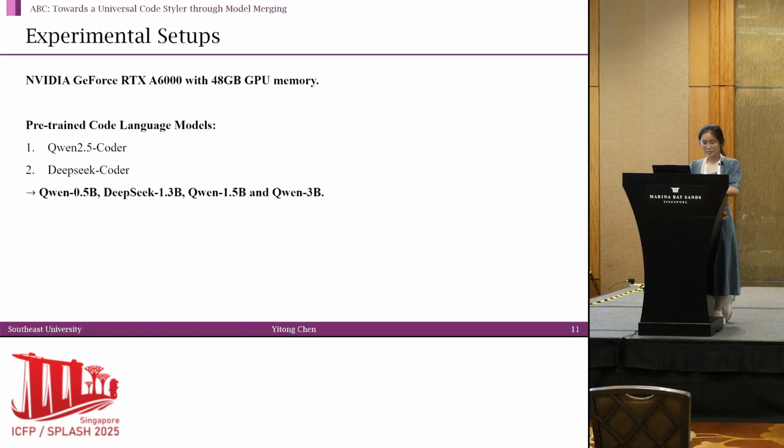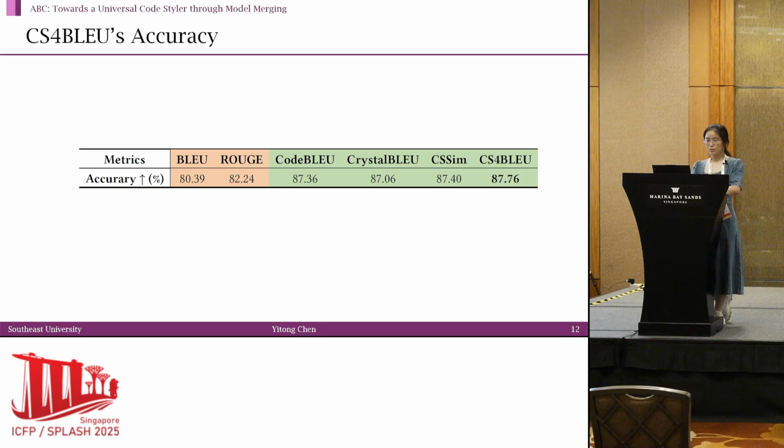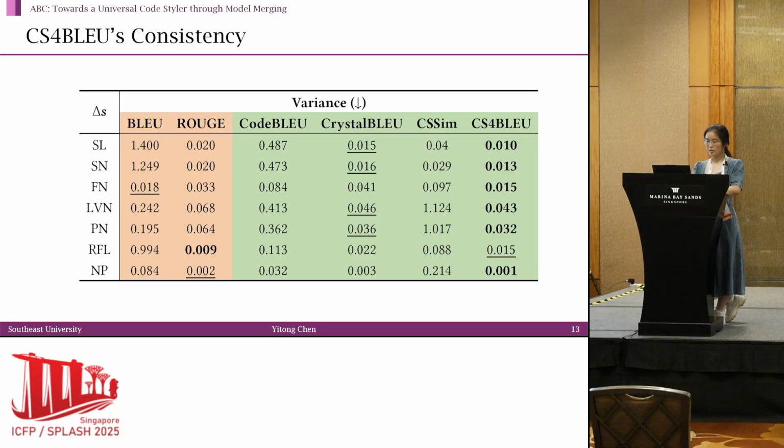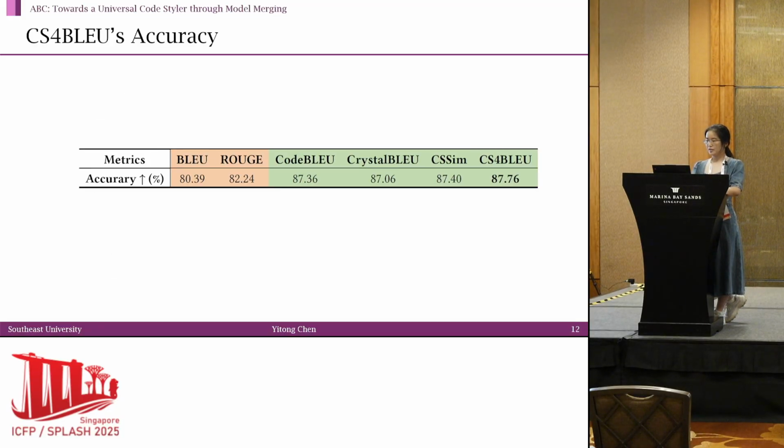That is Qwen 1.5b, DeepSeek 1.3b, Qwen 1.5b, and 3b. So we first look into CS4 BLEU's accuracy, consistency, and human correlation compared to existing metrics. We compare against existing metrics, including BLEU, ROUGE, CodeBLEU, CrystalBLEU, and CS-SIMS. The results here indicate that CS4 BLEU achieves the highest accuracy among all evaluated metrics.